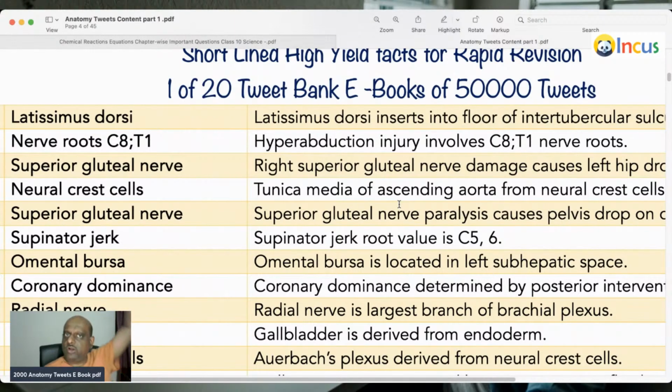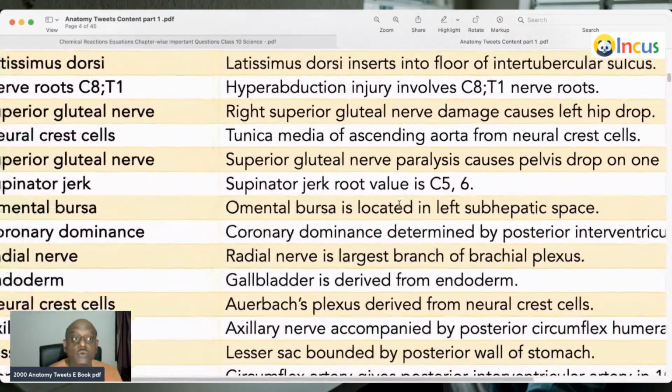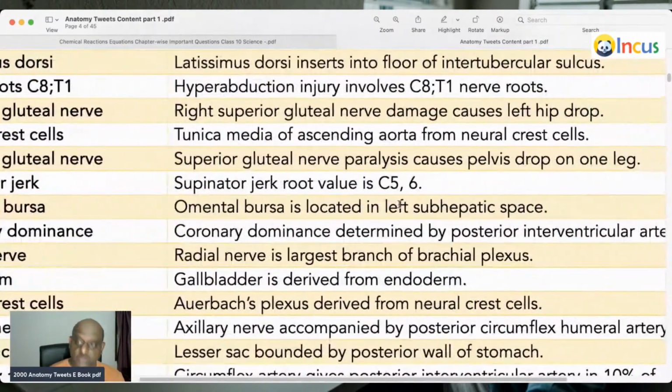Whenever a person is falling from a tree, when there is a hyperabduction of his arm, that will cause lower brachial plexus palsy, which is called Klumpke's paralysis. Whenever right superior gluteal nerve damage is there, it will cause the left hip to drop during the Trendelenburg test. Very favorite question of the examiner. The tunica media of the ascending aorta is also a neural crest derivative, is what you need to remember.